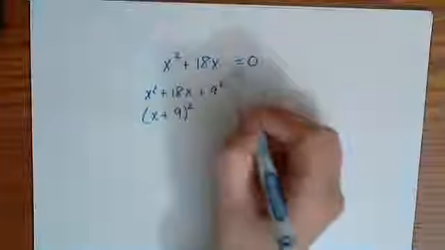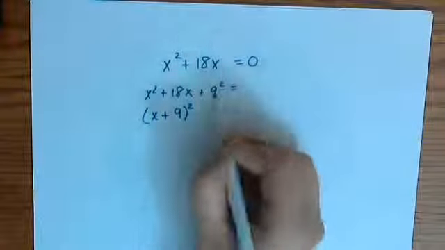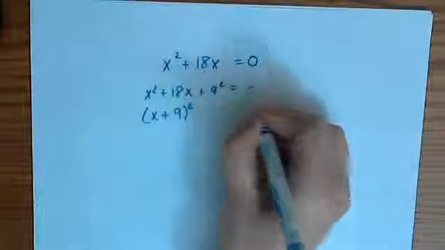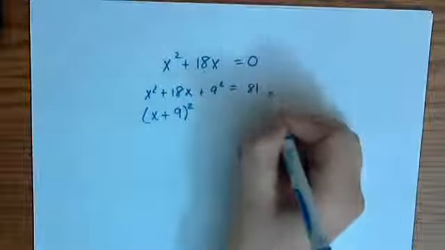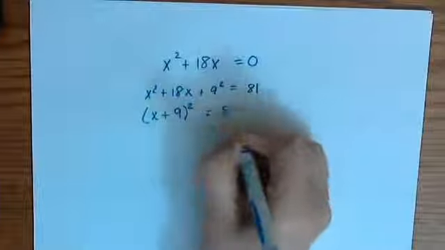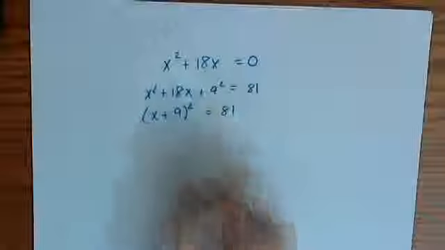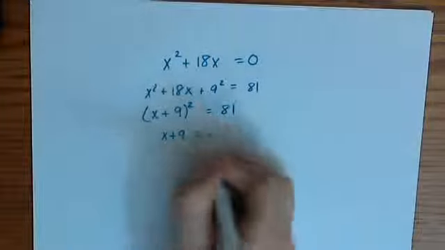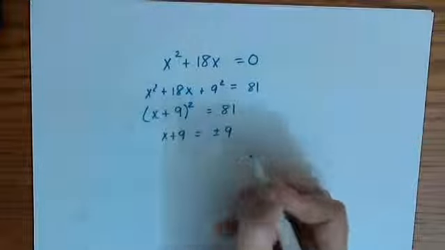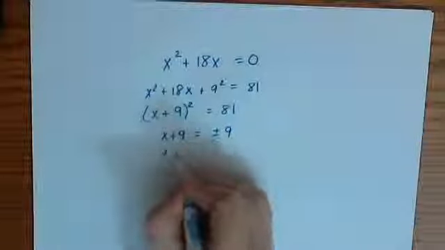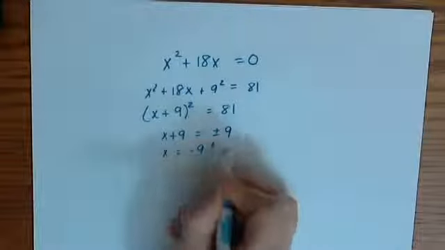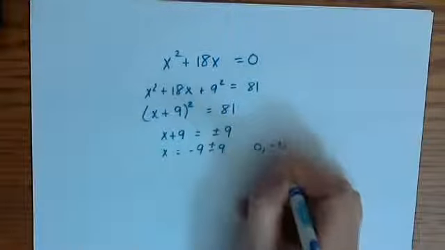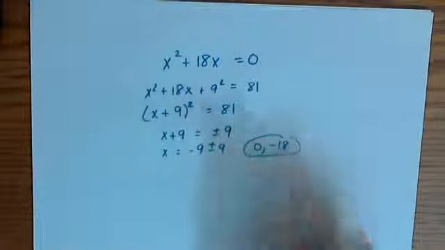The trick is that since I have this equal to 0, I have to add that same number to both sides, right? So I added a 9 squared. I have to add 81 to the right side as well. It's equal to 81. And now I can take the square root of both sides, so that's going to be x plus 9 equals plus or minus 9. And I'm going to get x equals negative 9 plus or minus 9, which is 0 or negative 18. Those are my two answers.